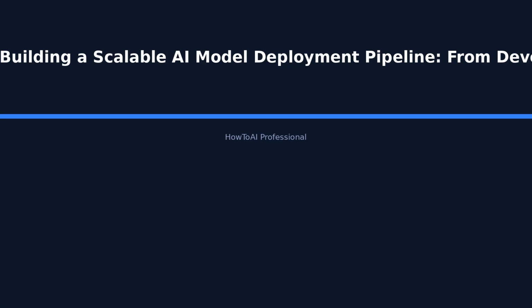Section 5. Continuous monitoring and improvement. After deploying your model and scaling your pipeline, the work isn't over. Continuous monitoring and improvement are essential for ensuring that your model remains effective and relevant over time. Here are a few strategies for maintaining your deployed model.